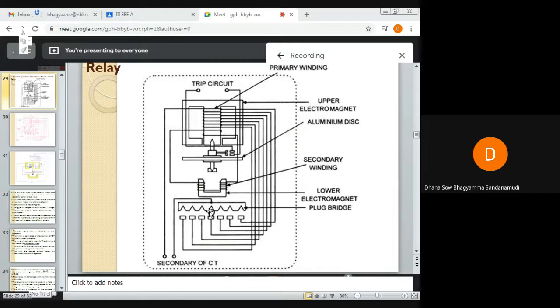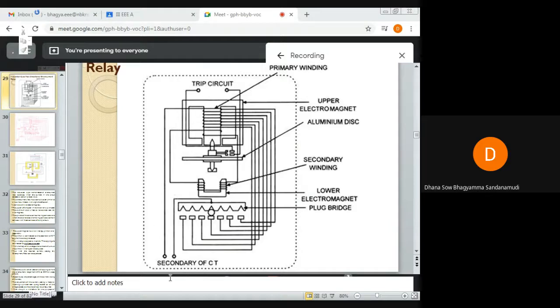The secondary winding on the central limb of the upper electromagnet is connected in series to the winding of your lower electromagnet. If you observe, this is our secondary winding. This is the connection. So this is the secondary winding which is connected in series to the winding of your lower electromagnet.